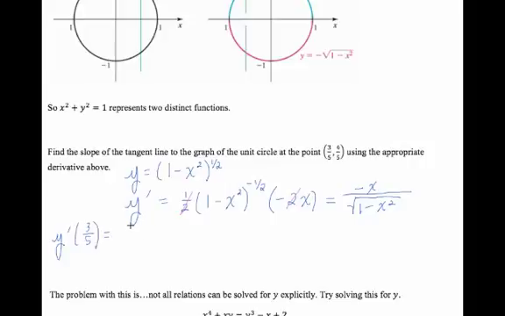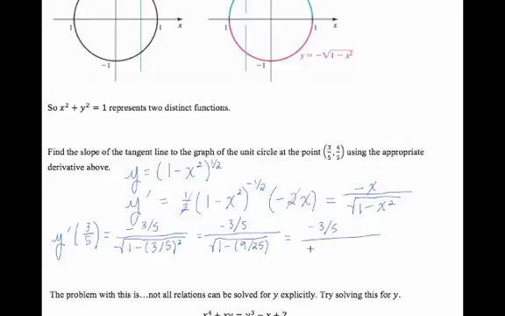So it'll take a little bit of work. Plugging in 3/5 for x, we have negative 3/5 in the numerator, divided by the square root of 1 minus 3/5 all squared. So simplifying inside that radical, 3/5 squared is 9/25. So the square root of 1 minus 9/25. To simplify that, we need a common denominator. 25/25 minus 9/25 is going to be 16/25, which we can simplify. Square root of 16 is 4, square root of 25 is 5.